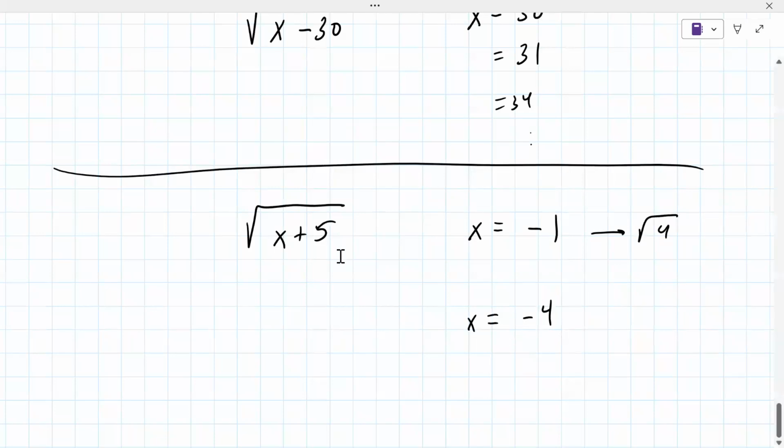Okay. X equals -4. Is that okay? No. -4 plus 5, that was 1. Oh wait, the square root of 1. Sorry, I thought you meant the negative square root of four. Right, yeah.